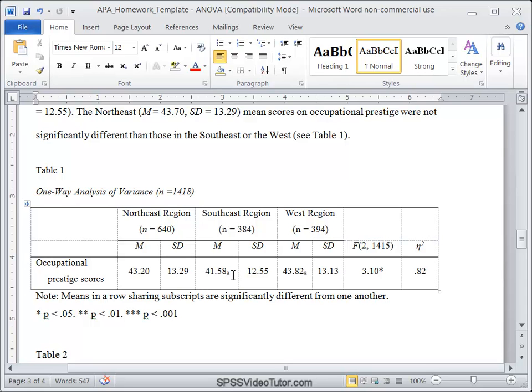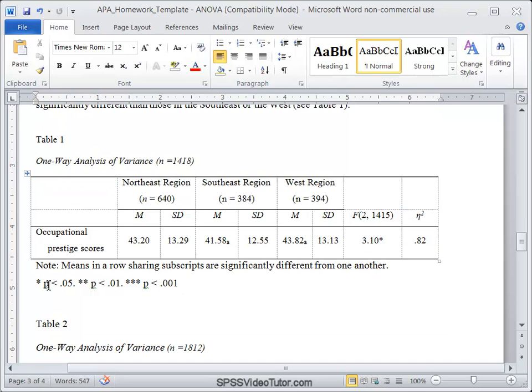Now, wherever there's an A, that means that those two means are significantly different. So if there were differences in Northeast and Southeast, then you would simply write a B here and a B after the A. Okay? Because I have notation, means in a row sharing subscripts are significantly different from one another. So that is how you indicate if mean scores are actually different. And then here you have an asterisk, which means that P is less than 0.05, 2 asterisks means it's less than 0.01, and 3 asterisks means it's less than 0.001.